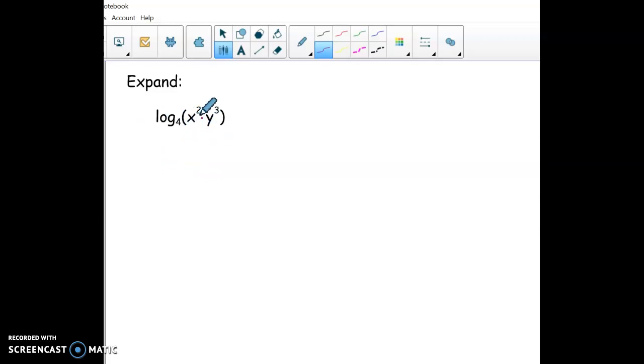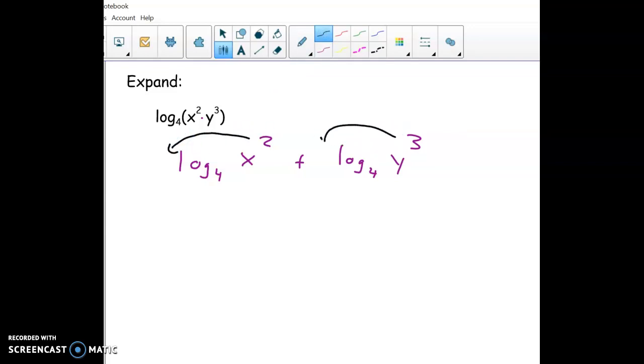All right, so the first thing is to realize that this is a multiply. So I'm going to write it as 2 log base 4s added together. So log base 4 of x squared plus log base 4 of y cubed. Okay, and then on an expand question, this is a pretty good first step, but these numbers are now going to move down in front, right? Because that's our rule with exponents, they can move in front and become multiply. So I'm going to have 2 log base 4 of x plus 3 times log base 4 of y. Right, so you just move them down.